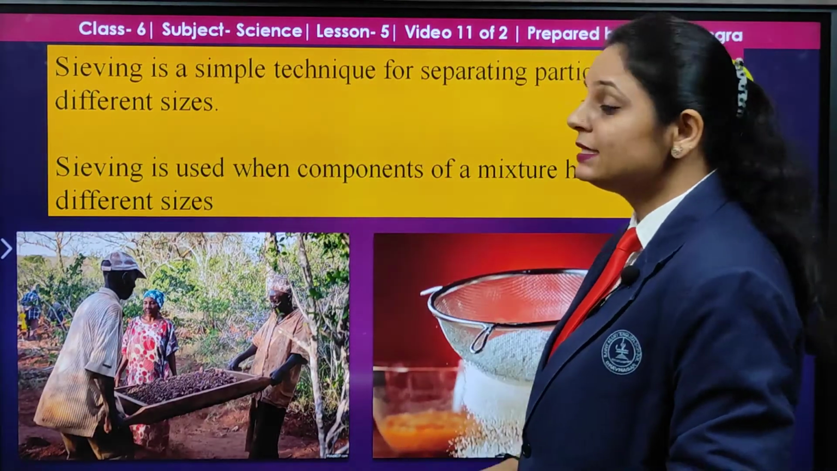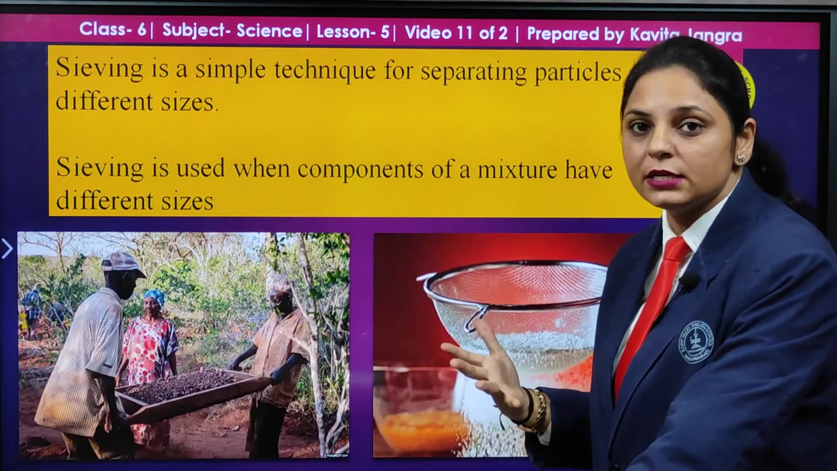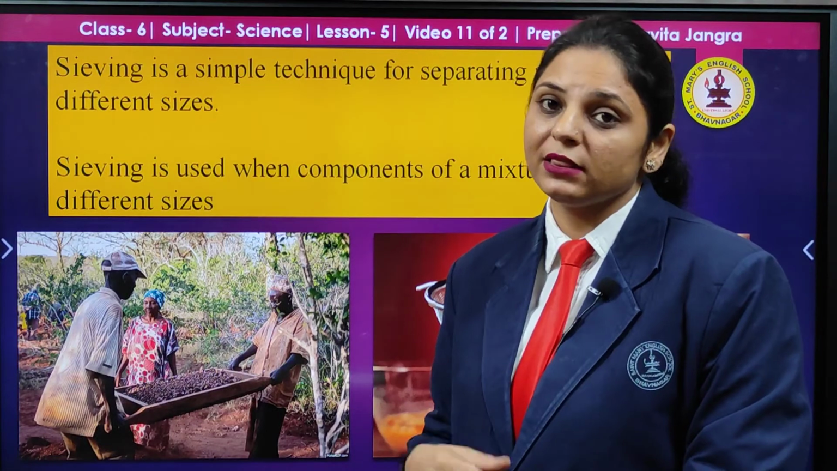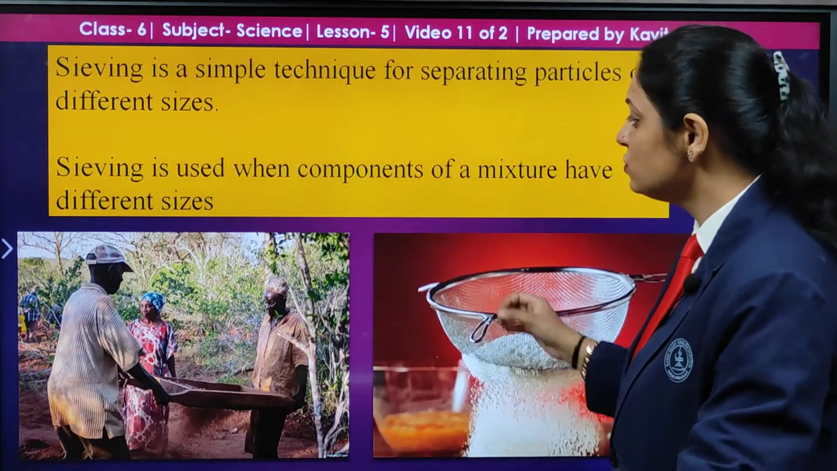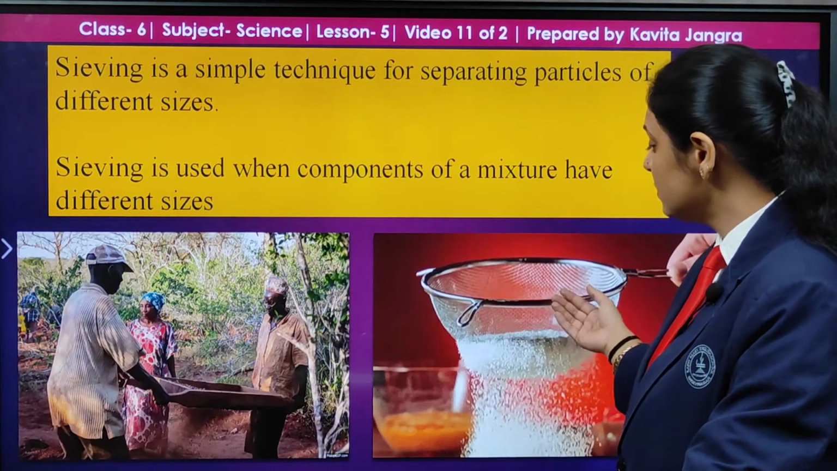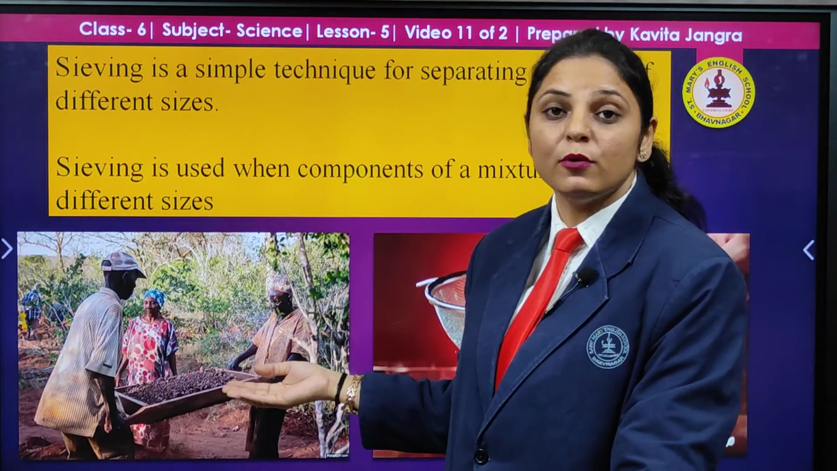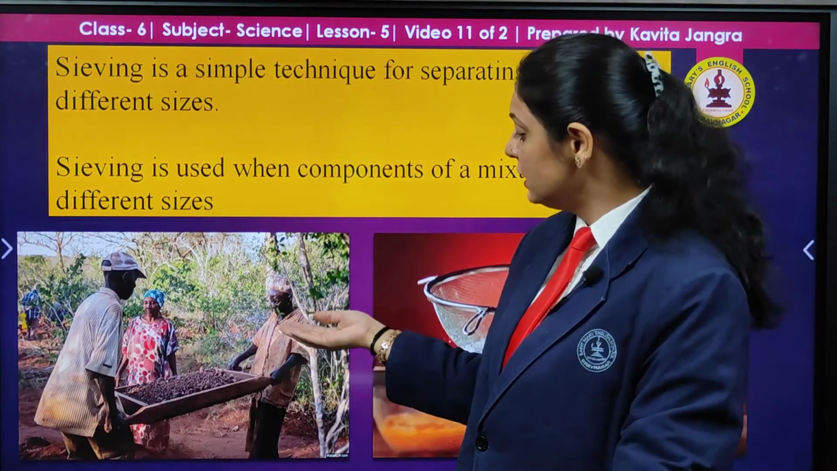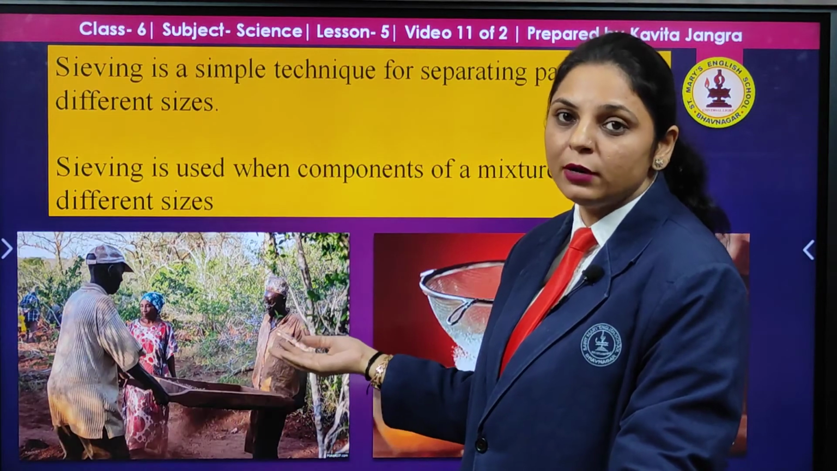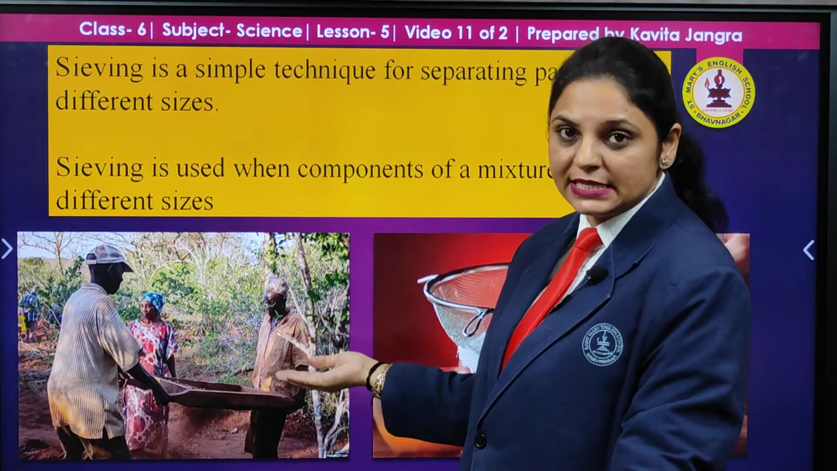Sieving is a simple technique for separating particles of different sizes. Say, for example, if I have different size particles, what method am I going to choose? I am going to choose the sieving method. Likewise over here, you can see the sieves are being used even during construction. If you have observed near your home, the bigger sieves with big holes, and some smaller particles that are needed, can be strained from here, that can be sieved.